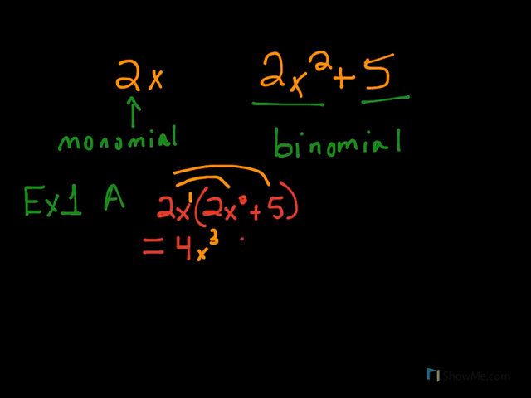And then this is a plus sign, so I'm going to write down plus. I'm just dragging that plus sign down. And 2 times 5 is 10. I don't have anything to multiply the x by, so that's just x. And that will be my answer. That's it: 4x cubed plus 10x. Done. All we did was the distributive property.